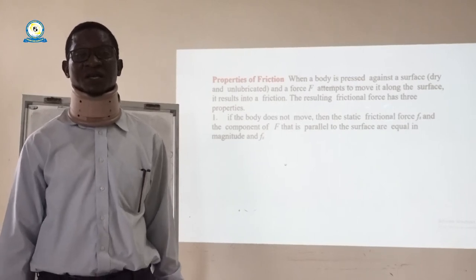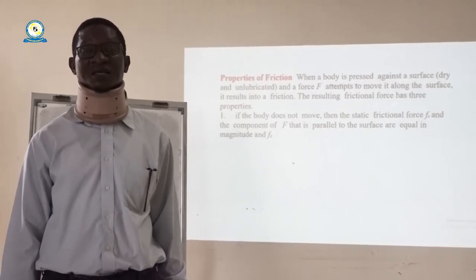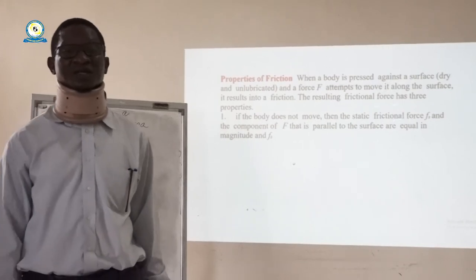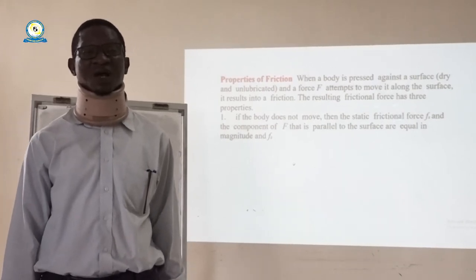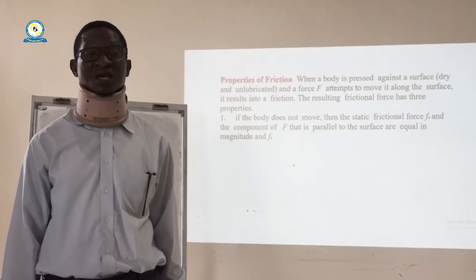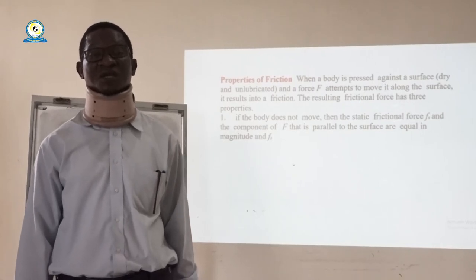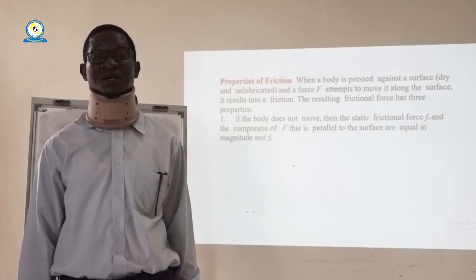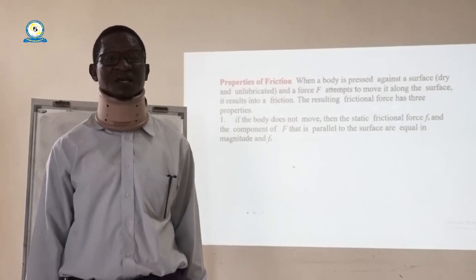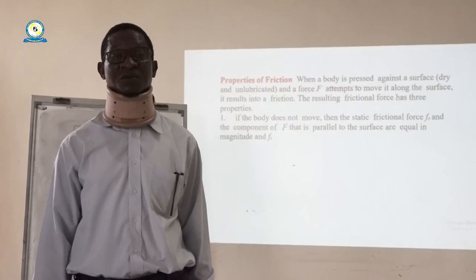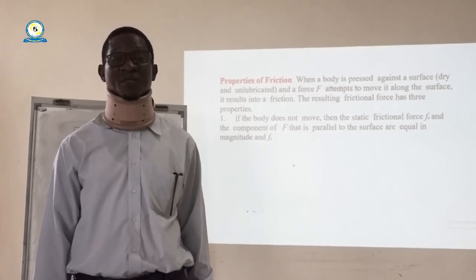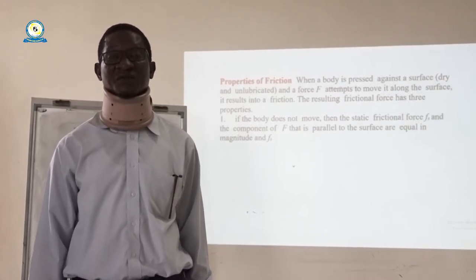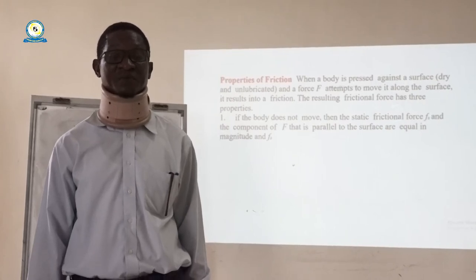When a body is pressed against a surface, it means a dry and unlubricated surface, and a force F attempts to move it along the surface, it results in a friction. The resulting friction force has three properties.